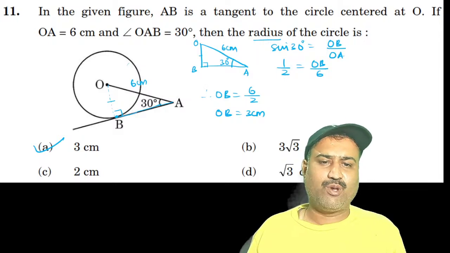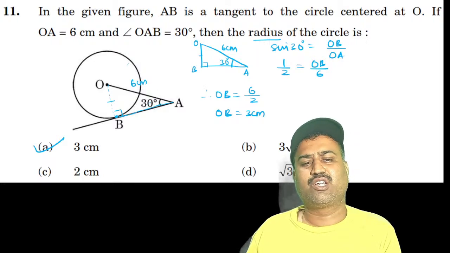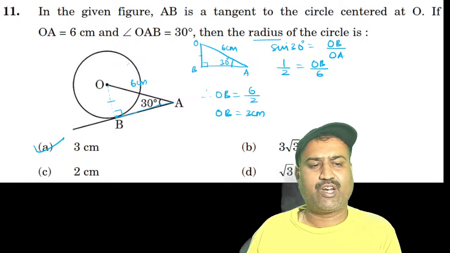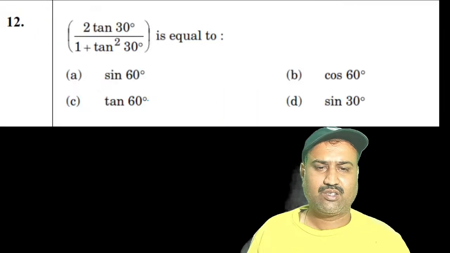See, we have to use trigonometry here because I know one side and one angle. We cannot use the conventional Pythagoras theorem etc. to solve this. I should use trigonometry here because I know one angle and one side, right? Next.